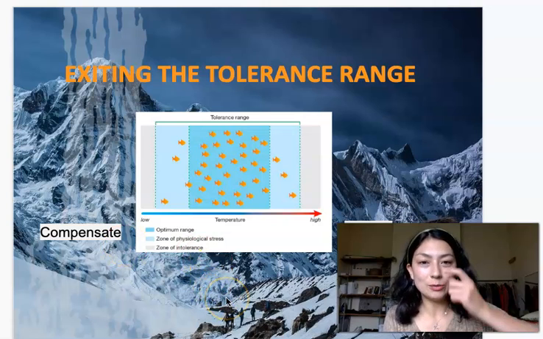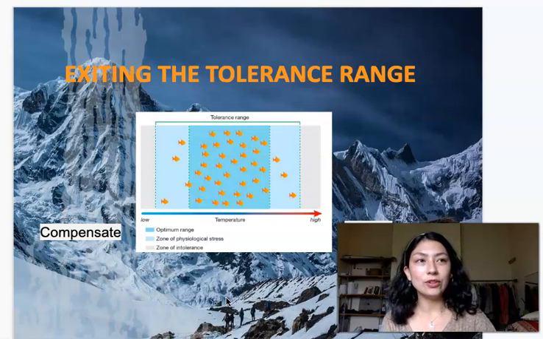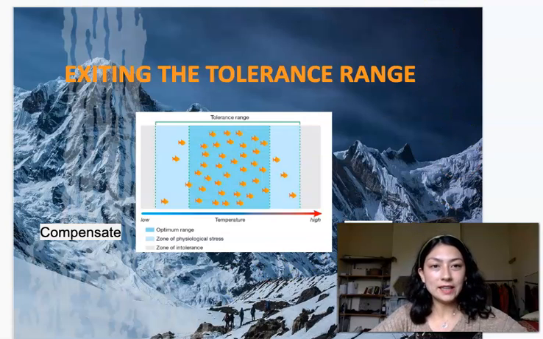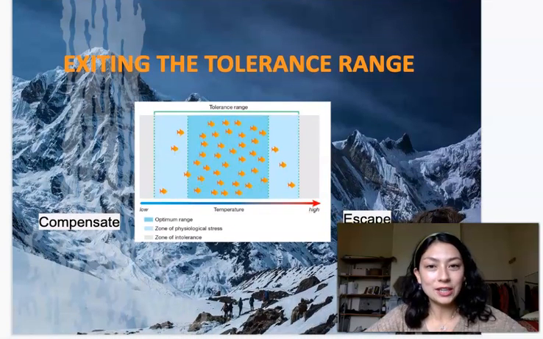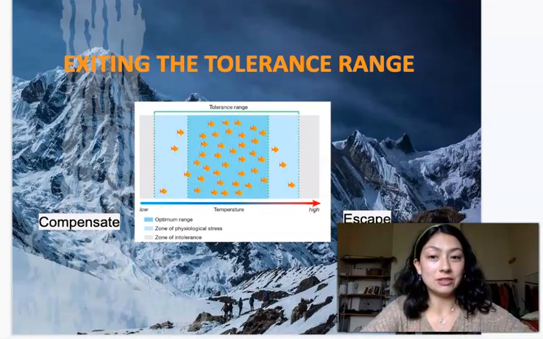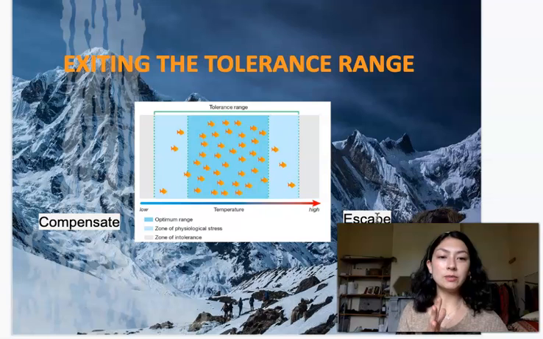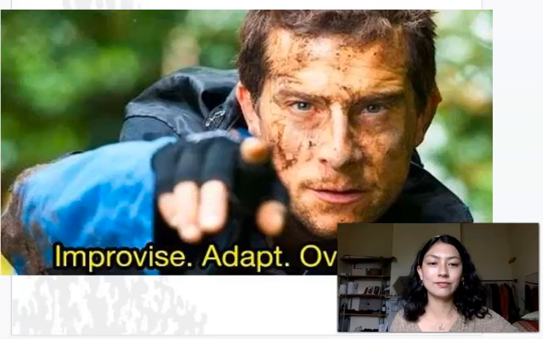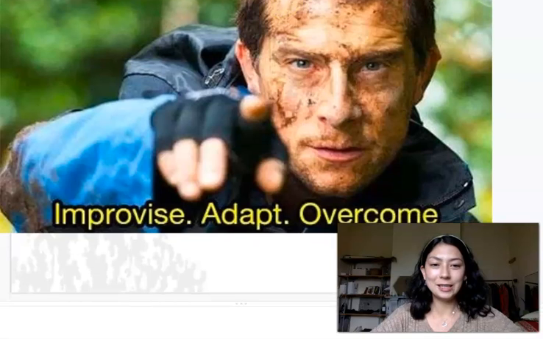So let's say an animal is pushed outside of its tolerance range, either because of a change in season, or there's been a change to its environment, or it's moved. There are 2 possible things that an organism can do to respond to get out of the tolerance range, and that is to either compensate or escape. Escape being to physically remove itself from the situation. To compensate has to do with adaptations. Very important. Improvise, adapt, overcome. That is what we do in the wild.